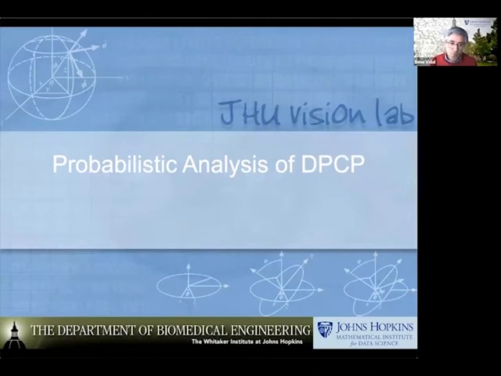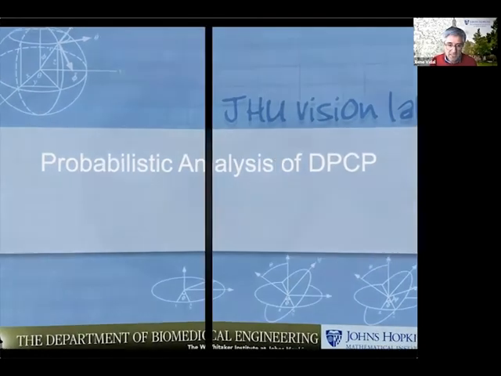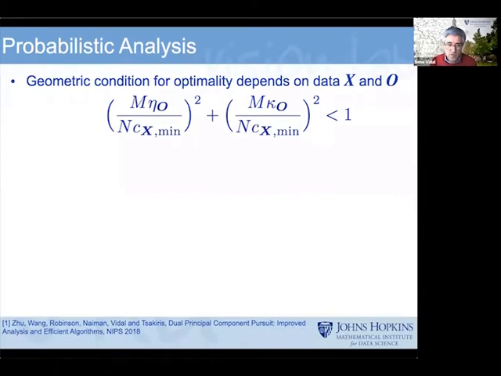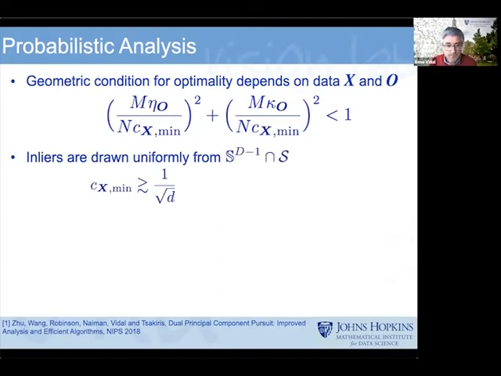So let me now move into the probabilistic analysis. The probabilistic analysis really starts directly from the geometric condition, and now under some generative model for both the inliers and the outliers, it tries to assess what is the probability that the quantity on the left is smaller than 1. And so this is the probabilistic model.